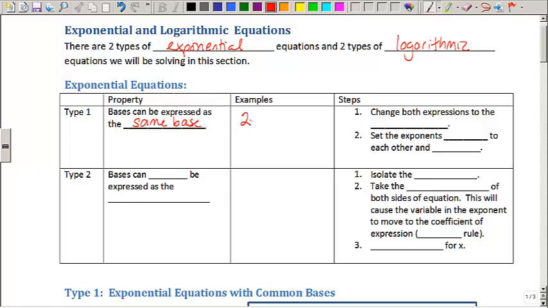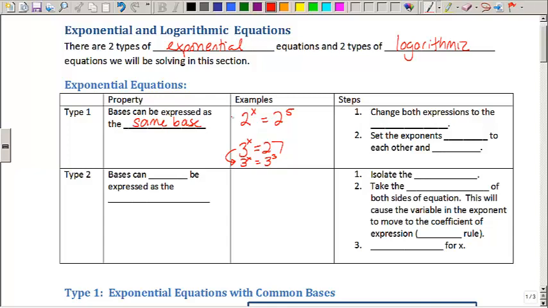For example, 2 to the x is equal to 2 to the 5. That's a very basic example. Notice the bases on both sides of the equation are already the same. Another example would be 3 to the x equals 27. Now you may not think that these bases are the same right now, and they're not, but they can be rewritten as the same because 27 is a power of 3. It's 3 cubed. So I can rewrite the equation with the same base. So both of these equations satisfy type 1, where the bases can be expressed as the same.